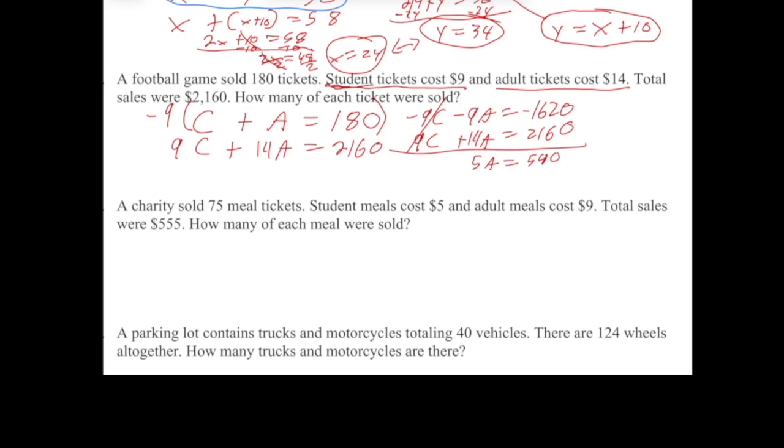Once I divide each side by 5, don't forget that a, these are all adult tickets we're solving for. 5 goes in the 5 once. 5 goes in the 4 0 times with 4 left over. 5 goes in the 40 8 times. The answer is 108 adult tickets.